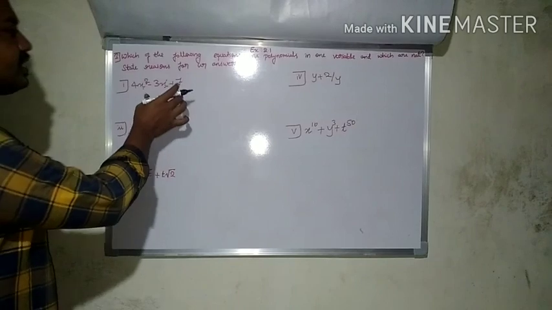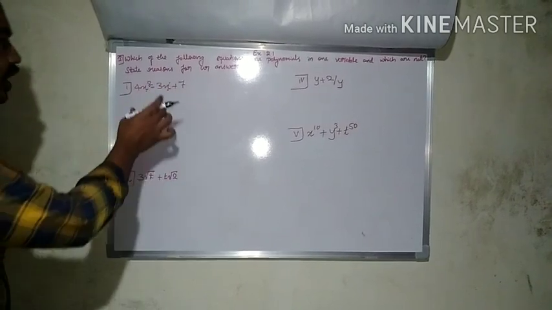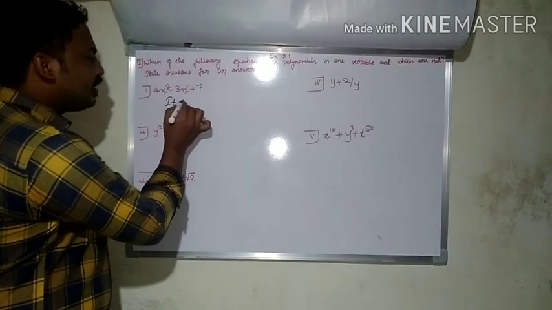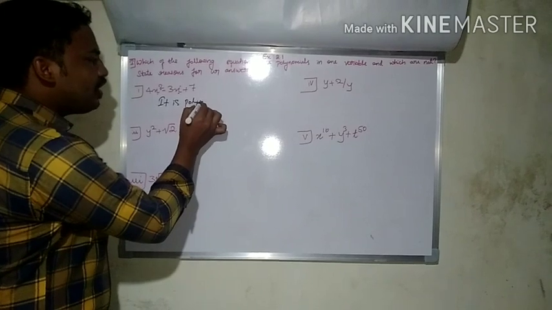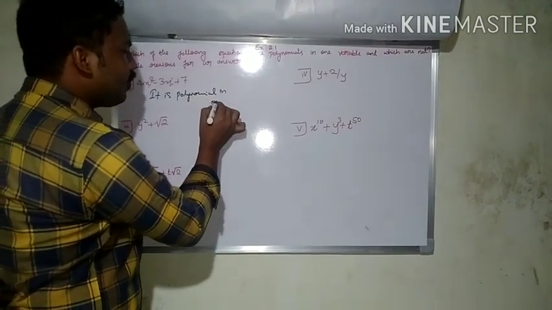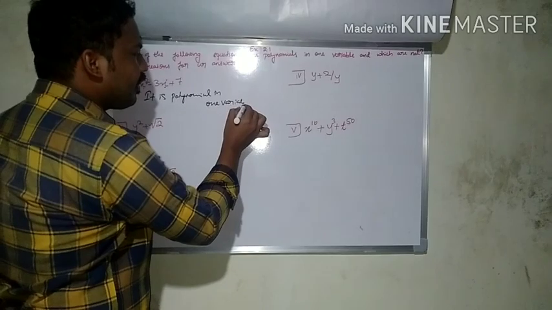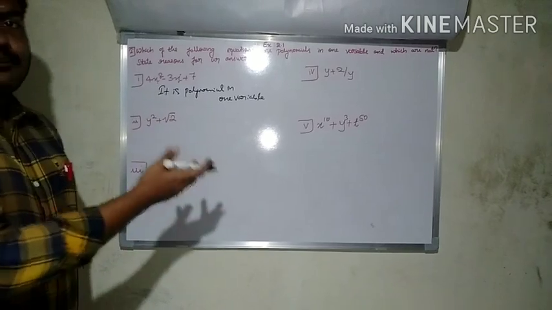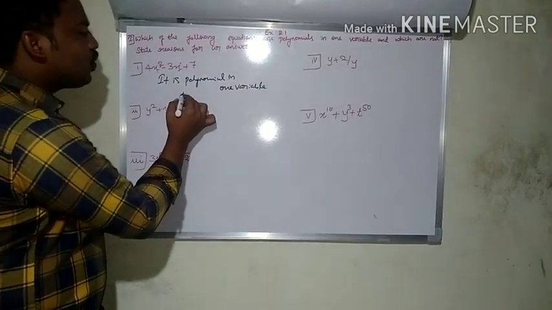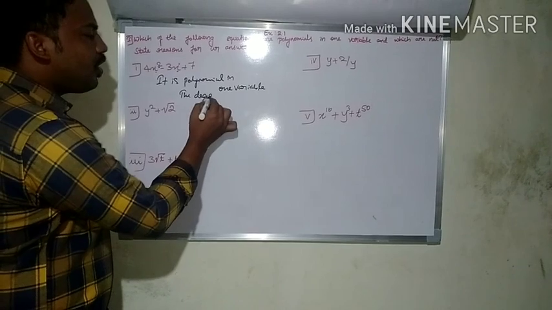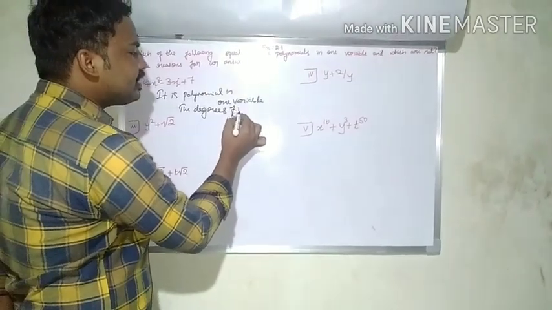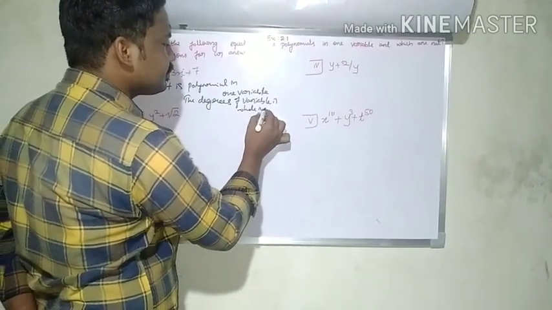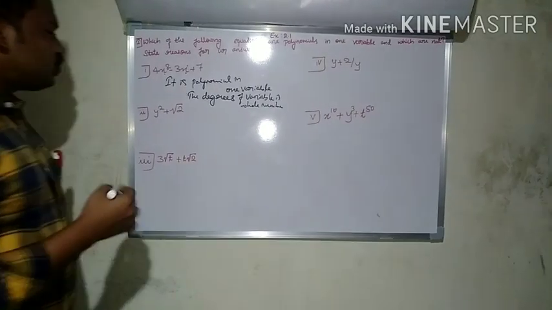Next, check whether it is a polynomial in one variable or not. See here, how many variables are there? Only one variable. Yes, it is a polynomial in one variable. Then again, state reasons for your answer. Why is it a polynomial? Because the degree of the variable is a whole number.